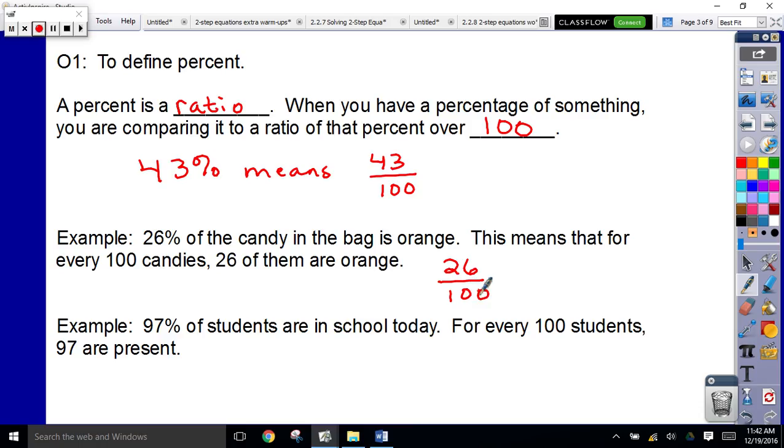And then the next example, 97% of students are in school today. So that means that for every 100 students, 97 are present, and we can write that ratio as 97 out of 100. And we'll be talking in a couple of days about how we can express that using a proportion. So say we knew that 97% of students are in school today, we could find out how many students were in school today if we knew how many students were enrolled in the school.